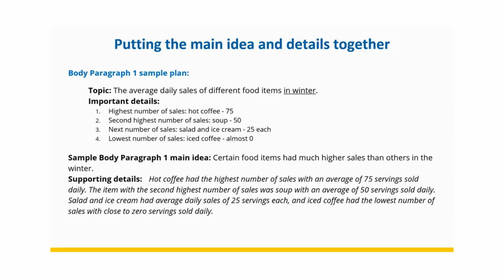Important details that I had were the highest number of sales, which was hot coffee, 75. Second highest number of sales, soup, 50. Next number of sales, salad and ice cream, about 25 each. And lowest number of sales, iced coffee, which was almost zero.